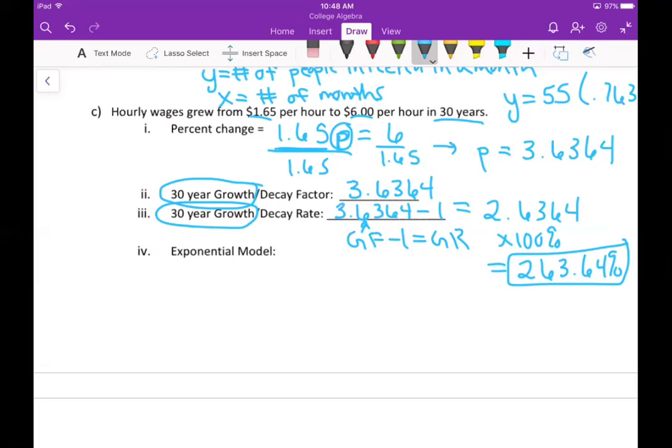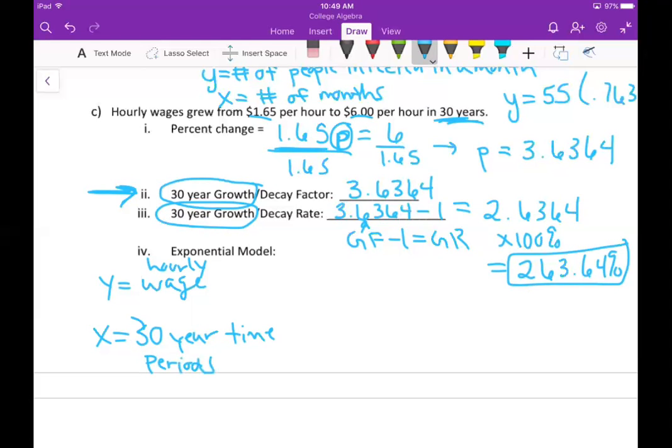Okay, so if I'm setting up my equation, I go back to that growth factor. I report the growth rate if I'm talking about the growth in wages, but I use the growth factor in my equation. Y here is the wage, right? We're seeing how the wage changes over time, the hourly wage specifically, okay? And X here, if I use the growth factor as is, X is going to be 30-year time periods, right? Because that's what is happening. I did this growth in 30 years, so that makes X in terms of those 30-year time periods.